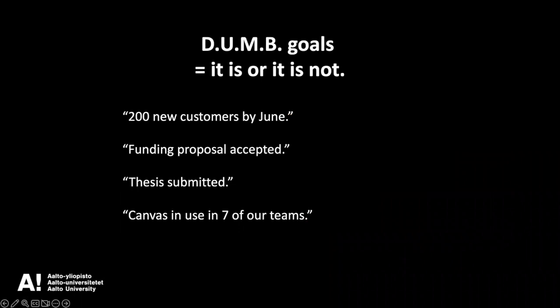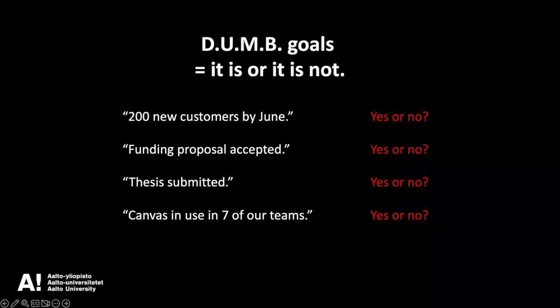So the question is, if you give somebody a goal, I think they would appreciate knowing whether they have reached it or not. So goals like this: 200 new customers by June, yes or no? When June comes, we know if there's 200 or less. That's pretty clear. Funding proposal accepted. It is either accepted or it is not accepted. Thesis submitted. You either submitted it or you didn't. There's no ambiguity about it.